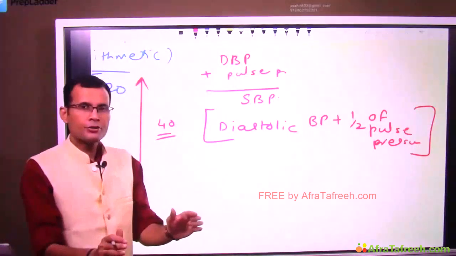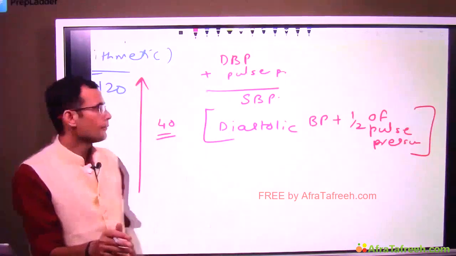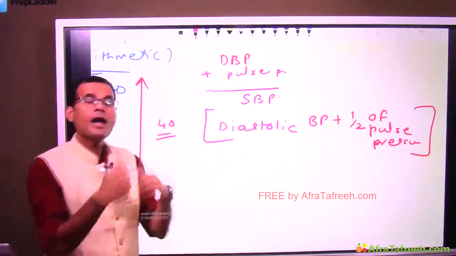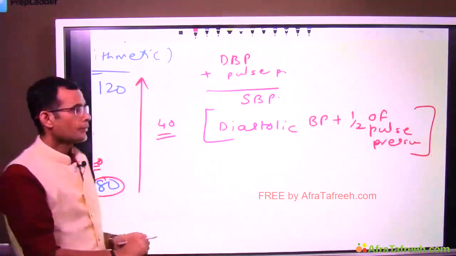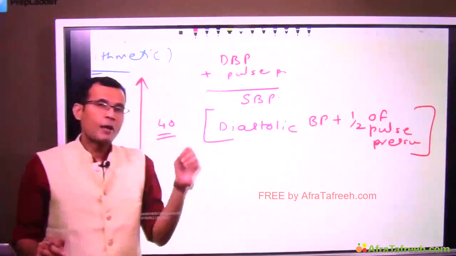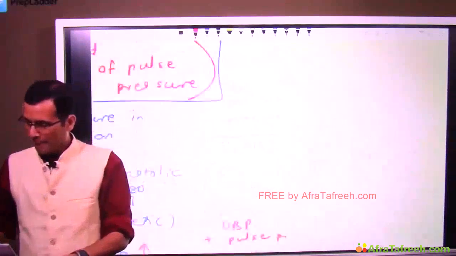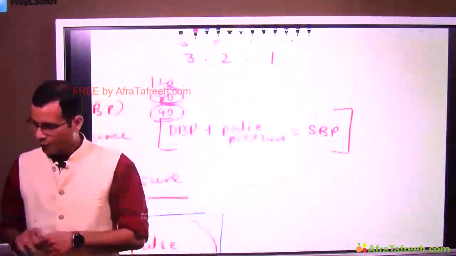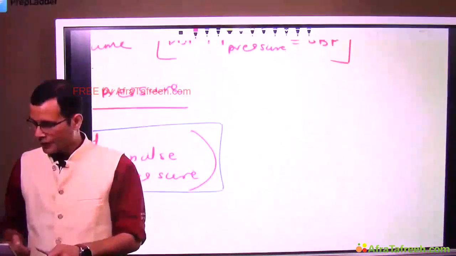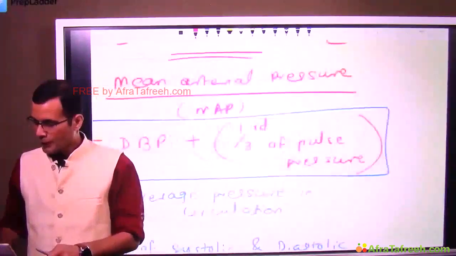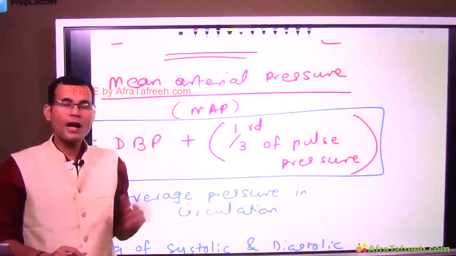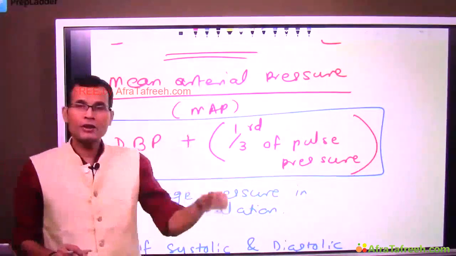So the arithmetic average, that was 100, was calculated like this: diastolic BP plus half of pulse pressure. What is our formula saying? Come on. What was the formula for mean arterial pressure? Diastolic BP plus 1/3 of pulse pressure. Not half of the pulse pressure, 1/3 of pulse pressure.